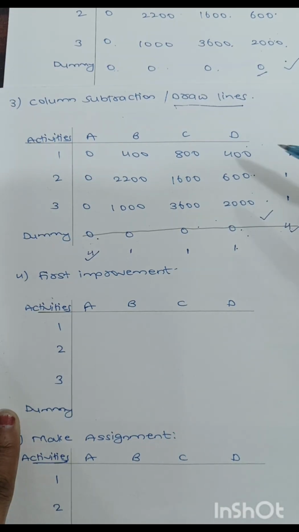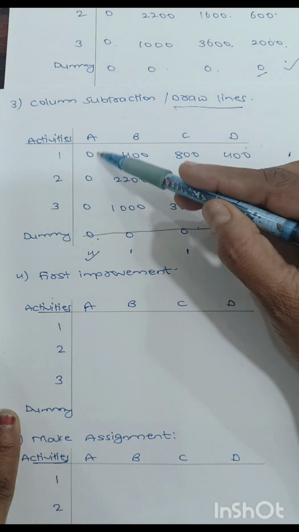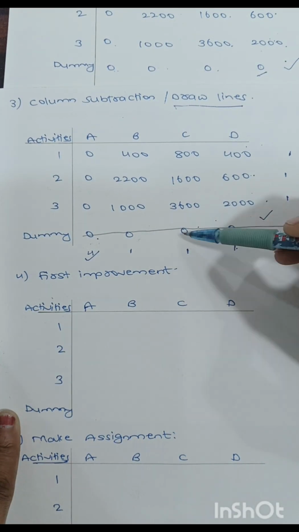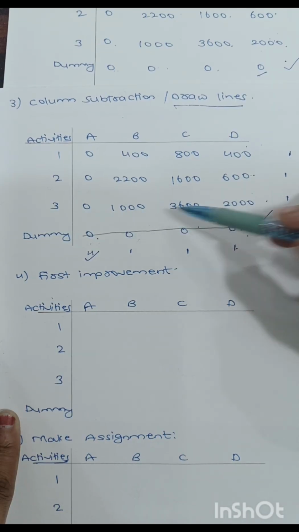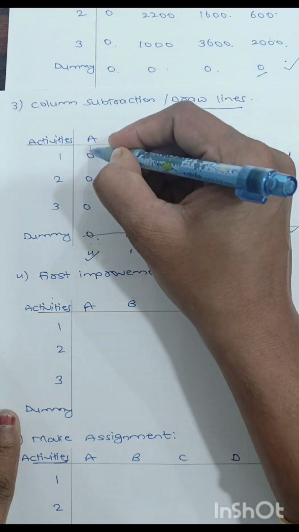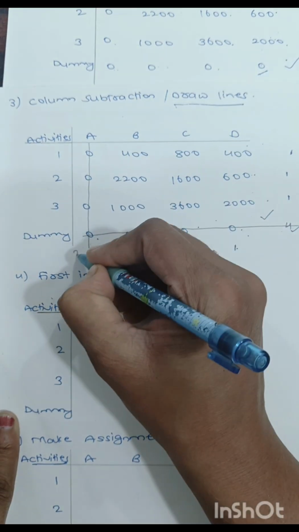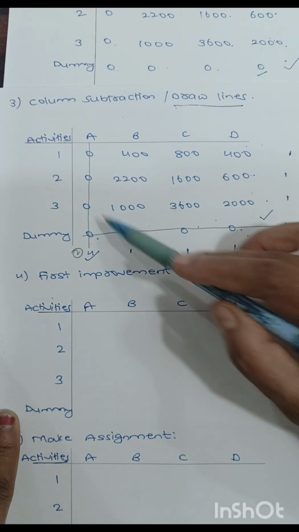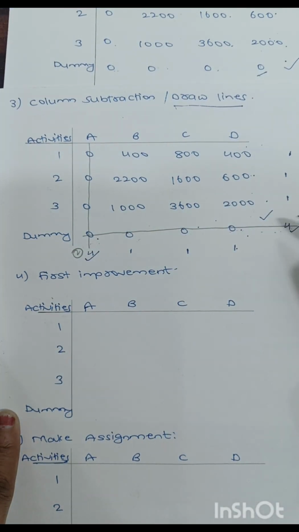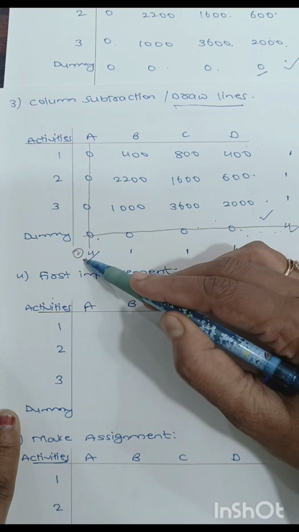Now, the only maximum zeros pending are in column A. There is no other zero in the other columns like B, C and D. So, this is my line number 2. In order to cover all the zeros in this matrix, we have drawn only 2 lines. Line number 1, line number 2.